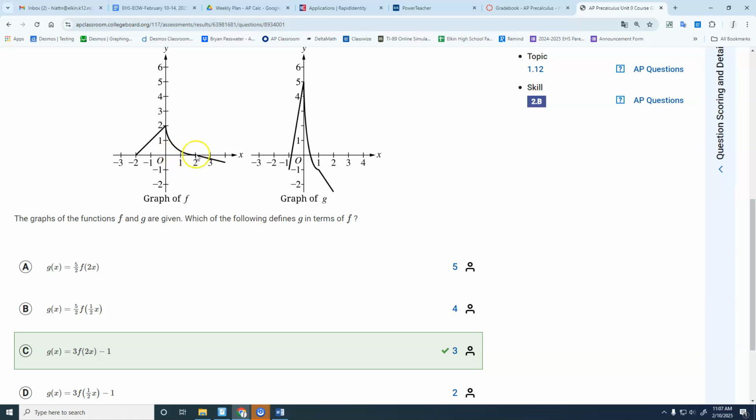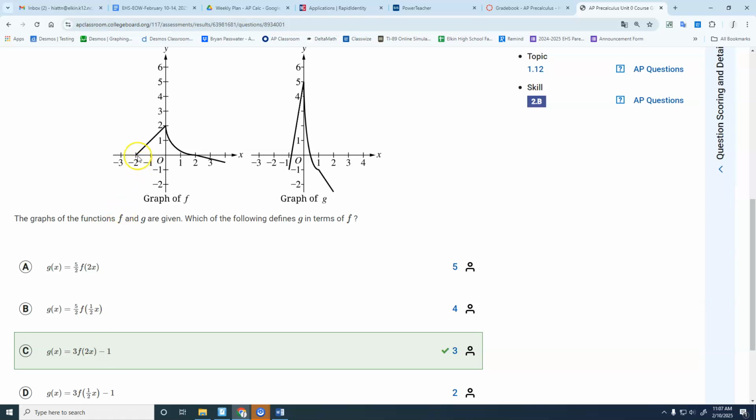This has also been squished in because your domain here is -2 up to 4, but your domain here is just -1 to 2. So it's also been squished this way. Remember, everything on the inside is backwards, so to squish it, to make it half as wide, you have to multiply by 2, not the 1/2 right here. So it's going to be this one right here for that.